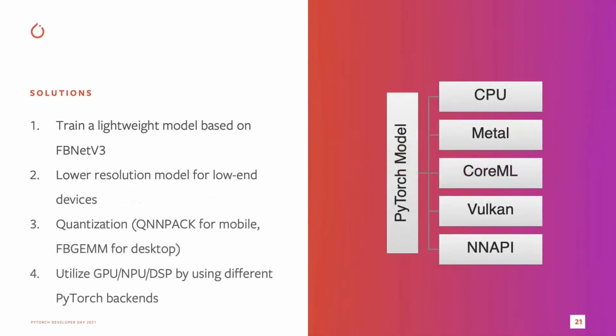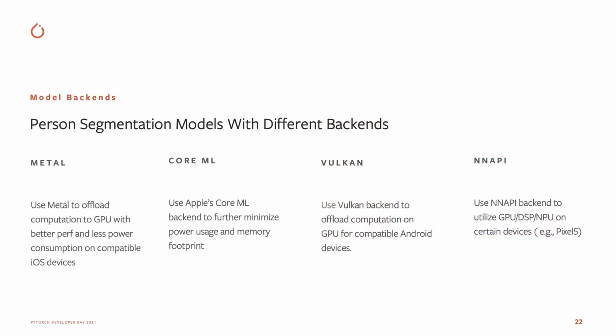To reduce the power consumption, we can offload computation to GPU, NPU, or DSP on some devices using different PyTorch backends. PyTorch Mobile supports different backends, including Metal, CoreML, Vulkan, and NNAPI. This allows us to better utilize GPU, NPU, and DSP on these mobile devices. For person segmentation model, we can convert it to different backends and deploy it to different devices.